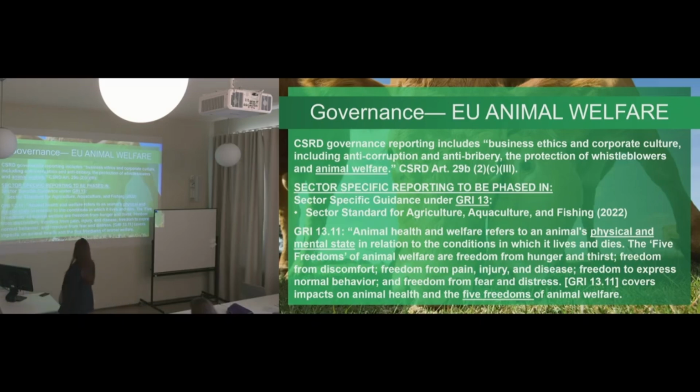And I just want to take a moment to look at this, and especially the underlying portions. Animal health and welfare refers to an animal's physical and mental state in relation to the conditions in which it lives and dies. The 5 freedoms of animal welfare are freedom from hunger, and we know the rest. But GRI 13.11 covers impacts on animal health and the 5 freedoms of animal welfare.